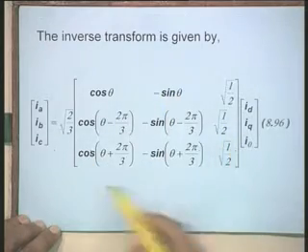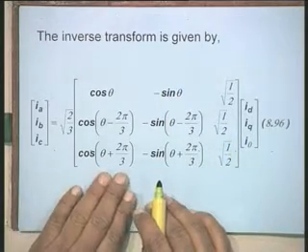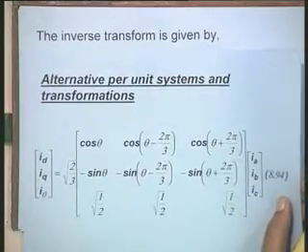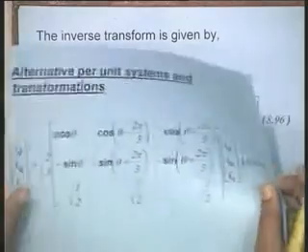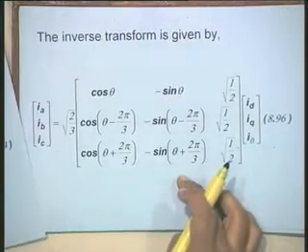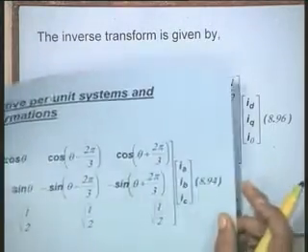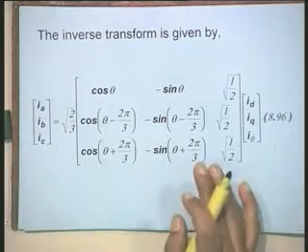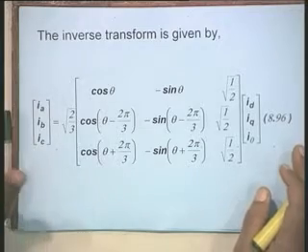If you just see here, this inverse is nothing but the transpose of the transformation matrix. You can see that this row appears as a column in the inverse. Therefore, this is the inverse of the transformation matrix, but it is also the transpose of the transformation matrix. Whenever you have this type of situation, we call this transformation an orthogonal transformation.